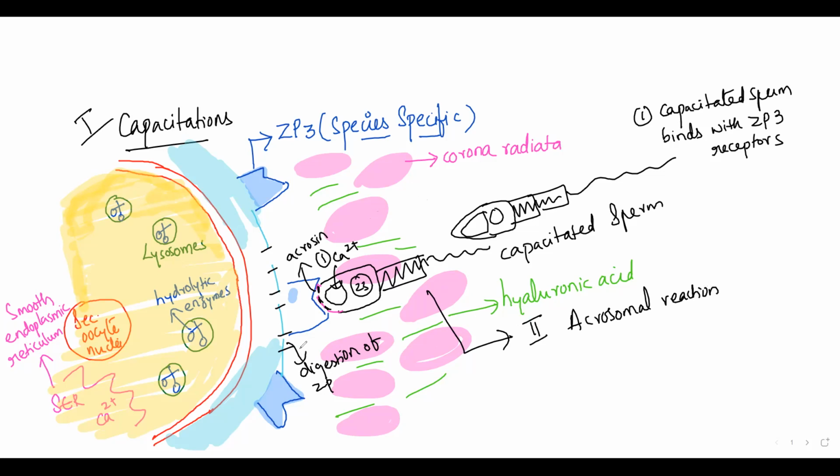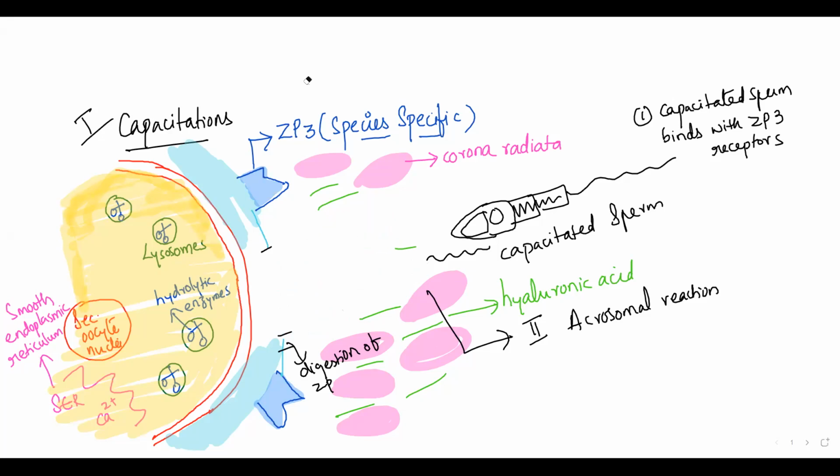And next, as the sperm and the oocyte membrane meet, you know that the ZP3 has also got digested. Now your sperm is going to move ahead. It is trying to make the entry and make contact with this particular oocyte membrane.